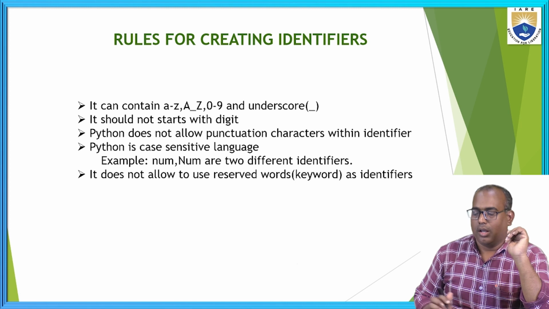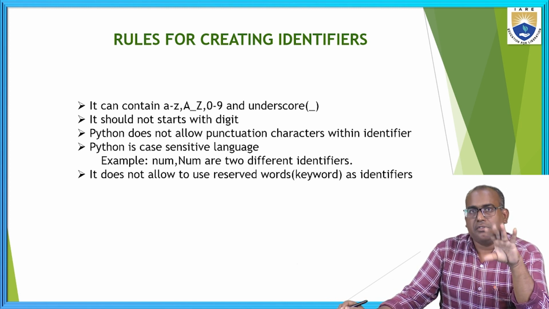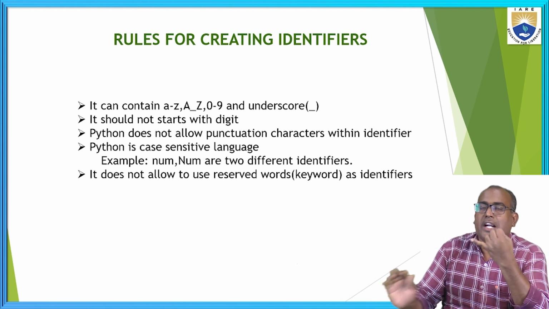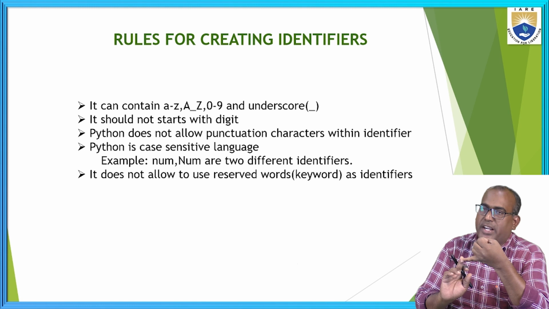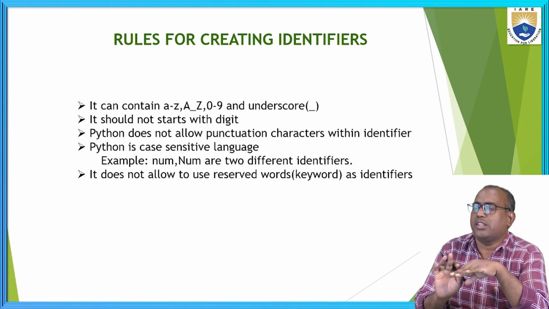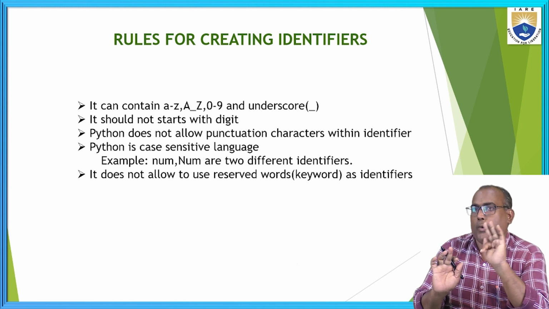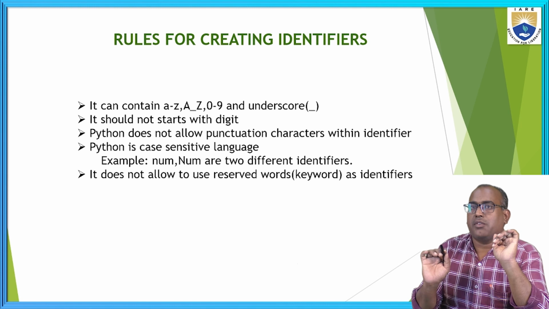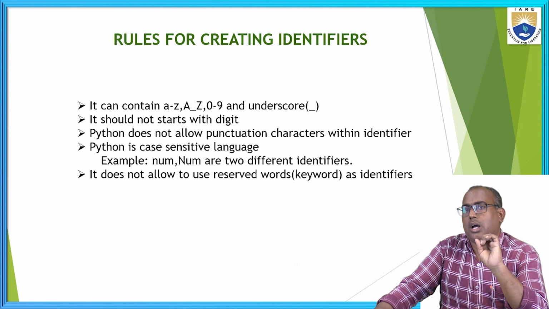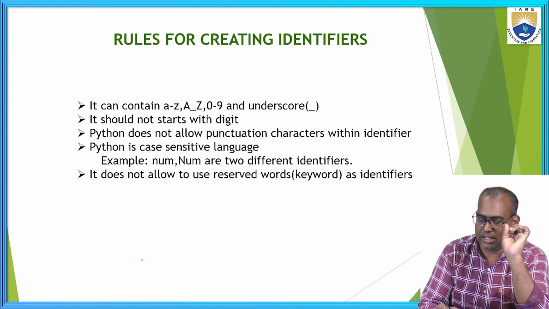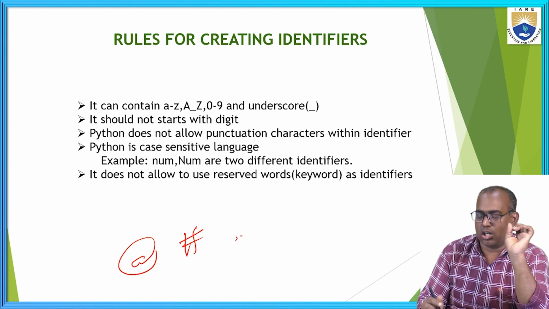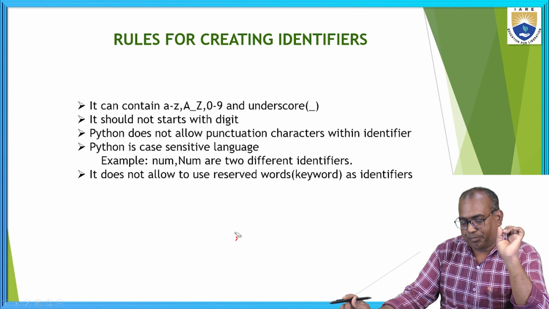Rules. In the Python programming language, we have to follow certain rules to create an identifier. First rule is it can contain the alphabets capital A to Z, small a to z, 0 to 9, and underscore is also allowed. And it should not start with a digit, and it should not allow any punctuation marks like @, hash, dot. These symbols are not allowed in the identifier.